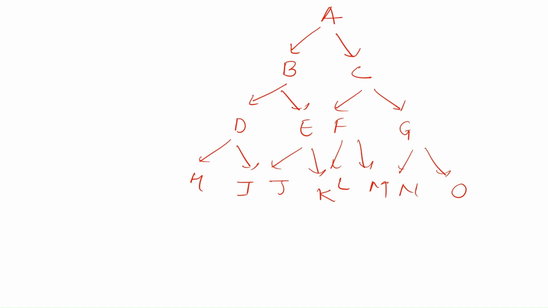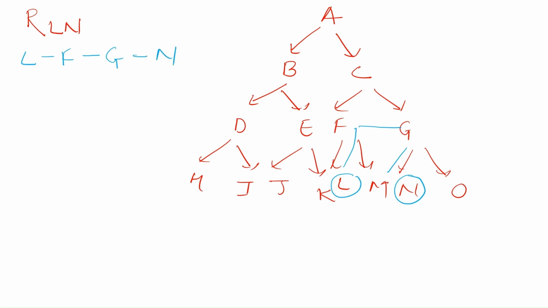Now, if you are asked to calculate the coefficient of relatedness for L and N, this family tree is given to you. Now how can you calculate? First of all, you have to trace the path, how you can connect them. So from L to N, L to F is there, then F to G is there, then G to N is there. This is the path.